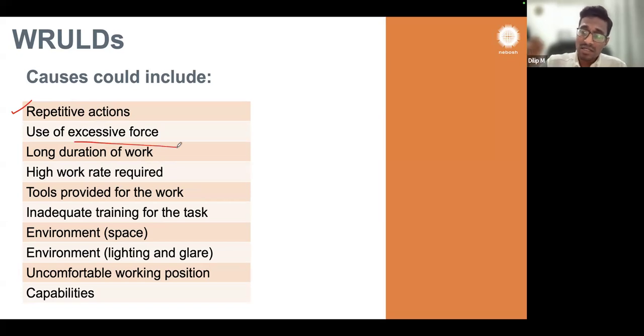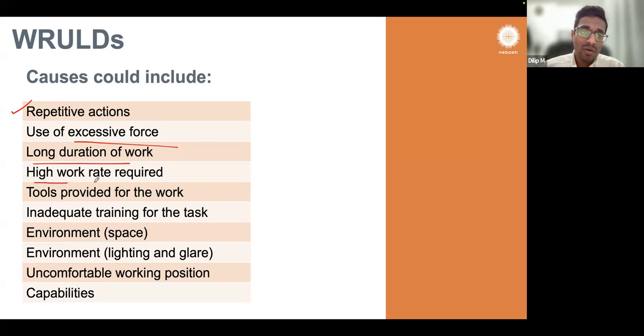Or if your task requires you to use excessive force. For instance, you're using a hammer as a tool for the work, so you're putting some excessive force to use that hammer. Or if your task requires a long duration of work, where you're working for a very long period of time with infrequent breaks, because a break gives your muscles some time to rest and relax. Without rest, if you're doing a task continuously, that could increase the risk of musculoskeletal disorders.